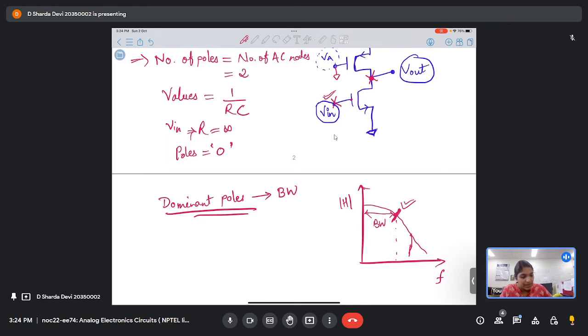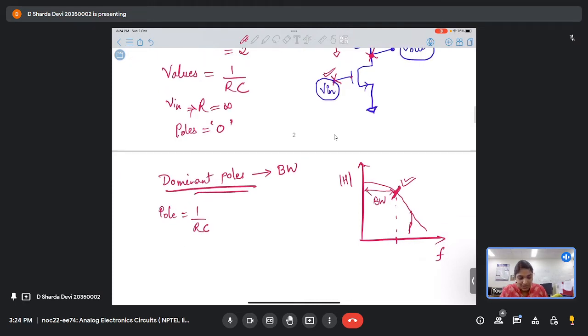If you observe, this is the pole with lowest frequency, so the smallest pole, right? And when I say pole is 1 upon RC and I want the smallest pole, that means my RC should be much greater. Is this clear? Because I want my pole's value to be low to find out the dominant pole. That means my value of RC should be much higher, towards the higher end.